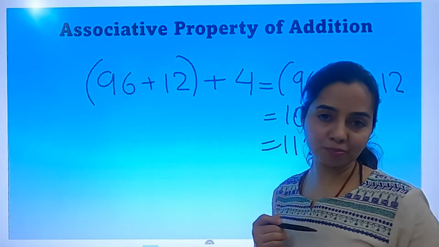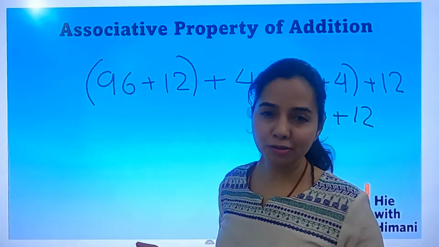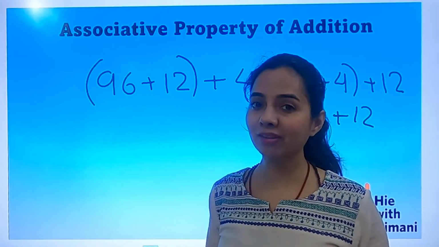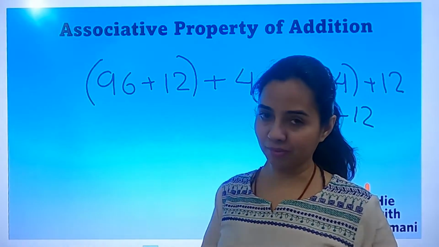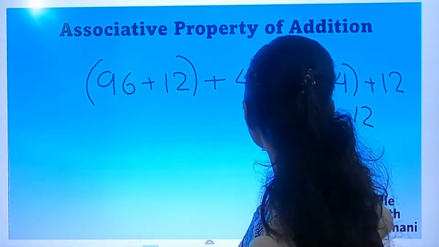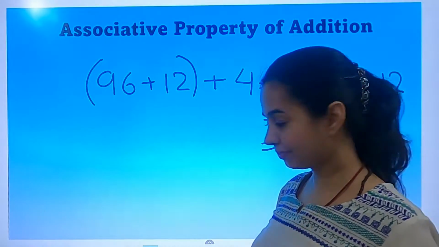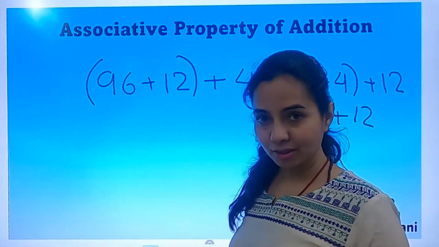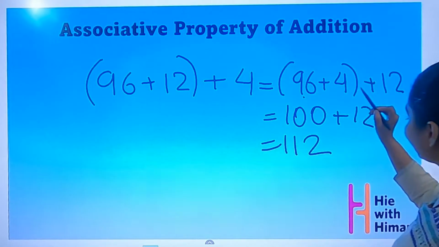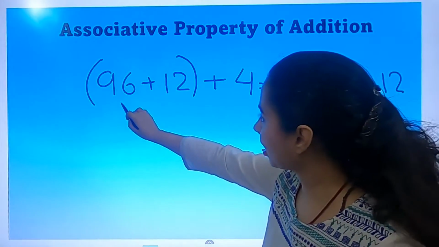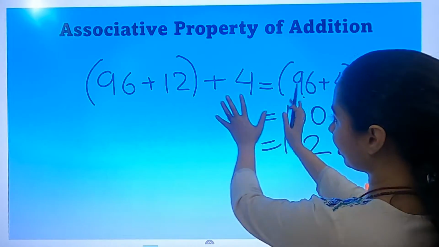So associative property is not just to remember and mug up and write in your exams. It is really very helpful and a practical property. This is the associative property of addition. I hope this is clear. So adding 96 to 4 makes much more sense than adding 96 to 12 and then adding the entire thing to 4.